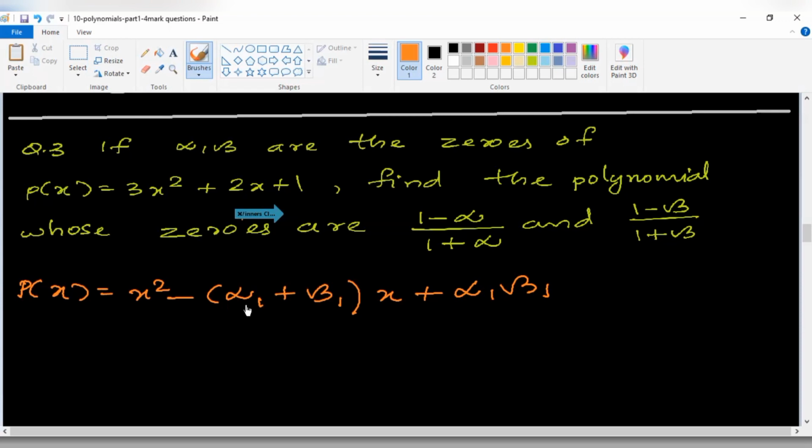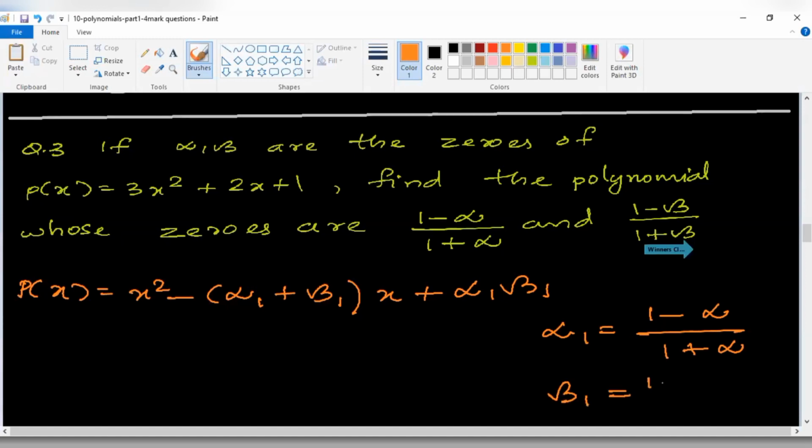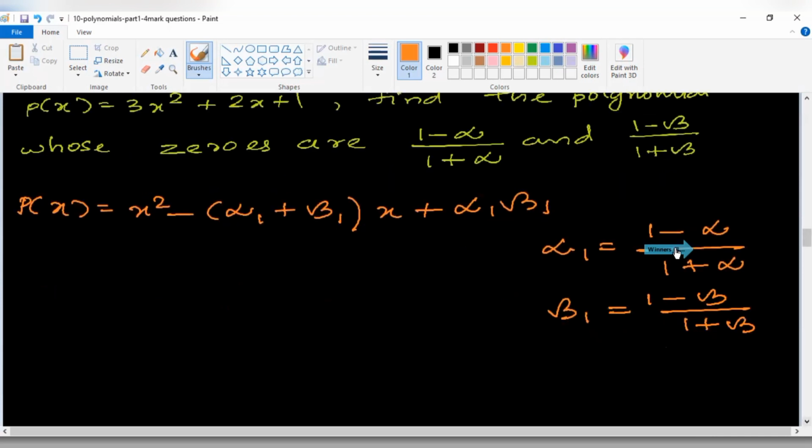And here in place of alpha 1, what is given? Find the polynomial whose zeros are this. So we can take alpha 1 as 1 minus alpha by 1 plus alpha. See what is given here. This is the zero of the required polynomial. And the second zero, beta 1, we can take it as 1 minus beta by 1 plus beta. And what is this alpha and beta? Alpha, beta are the zeros of this polynomial.